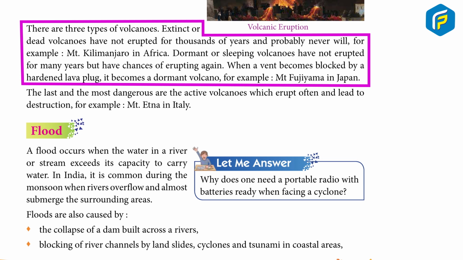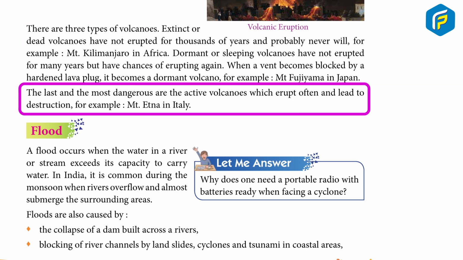There are three types of volcanoes. Extinct or dead volcanoes have not erupted for thousands of years and probably never will, for example, Mount Kilimanjaro in Africa. Dormant or sleeping volcanoes have not erupted for many years but have chances of erupting again. When a vent becomes blocked by a hardened lava plug, it becomes a dormant volcano, for example, Mount Fujiyama in Japan. The last and the most dangerous are the active volcanoes, which erupt often and lead to destruction, for example, Mount Etna in Italy.